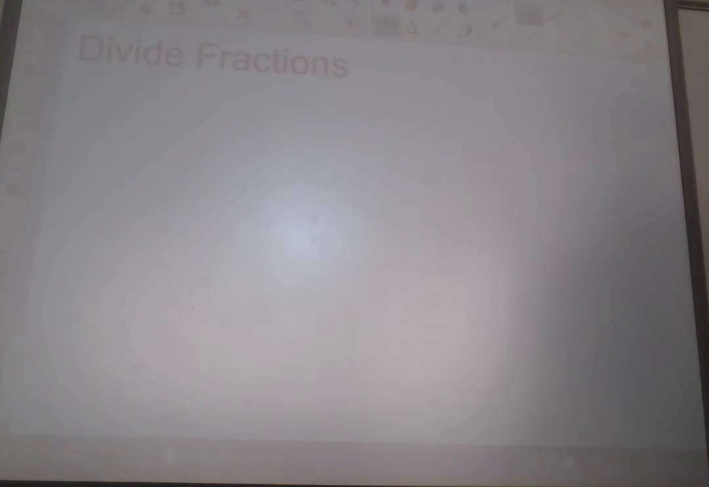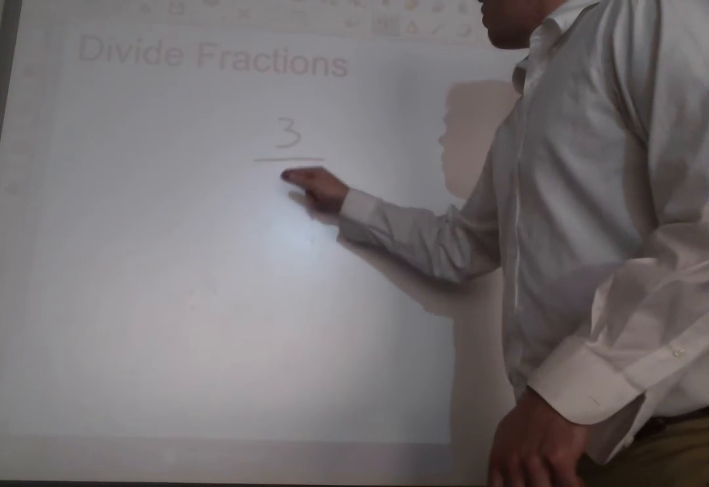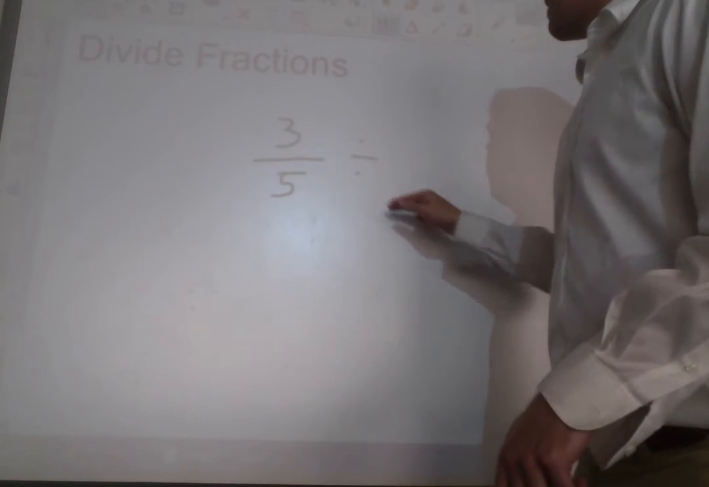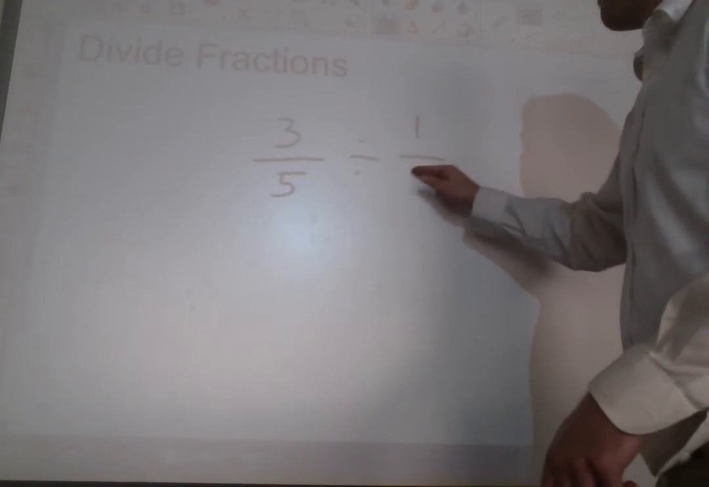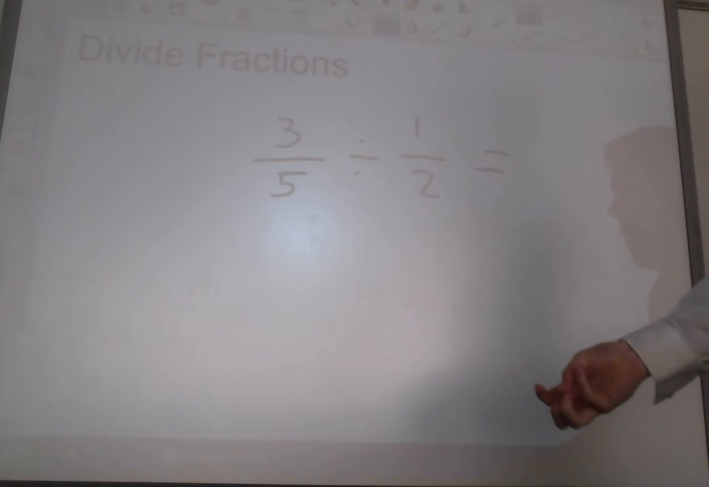All right. Real quick, let's talk about dividing fractions. Let's talk about 3/5 divided by 1/2. Okay. Dividing fractions is almost identical to multiplying fractions. You just have to remember one thing. And in fact, we can use a saying that we've already used. You've got to remember keep, change, change.